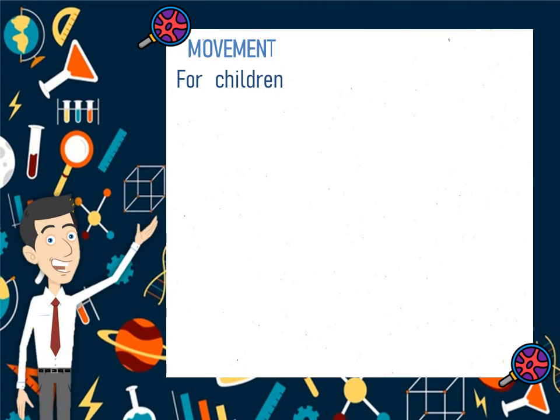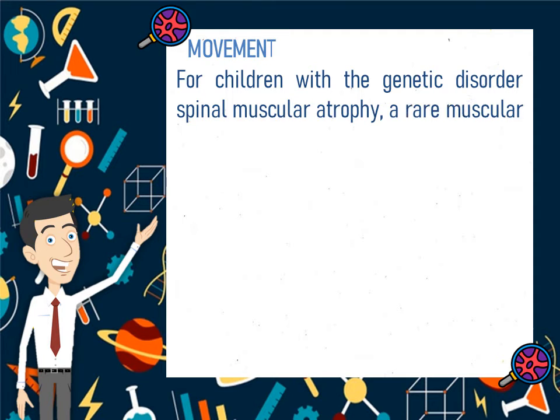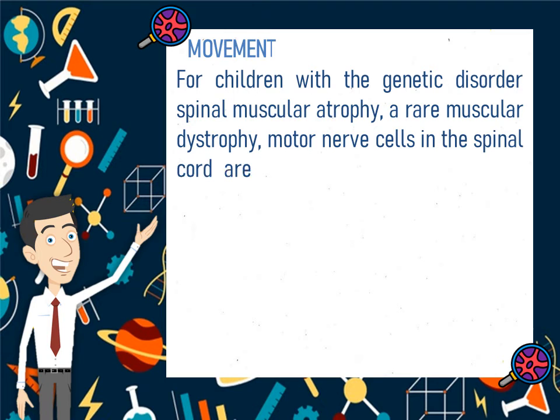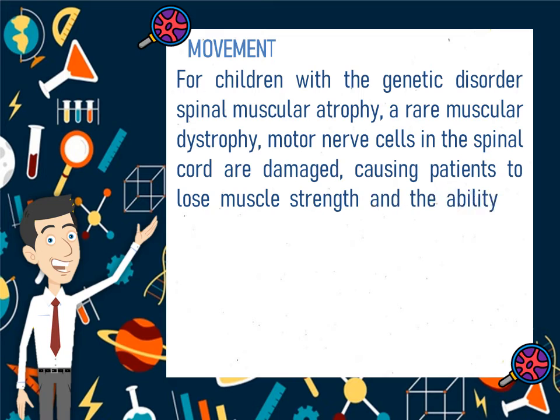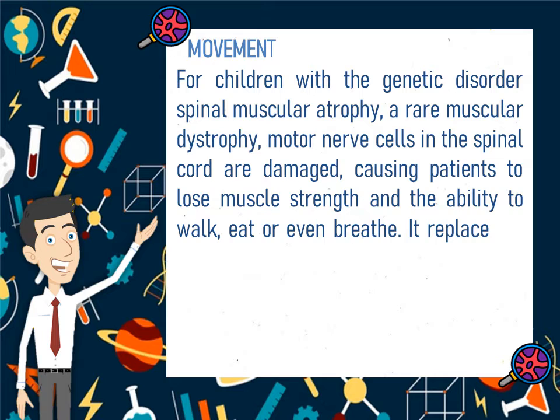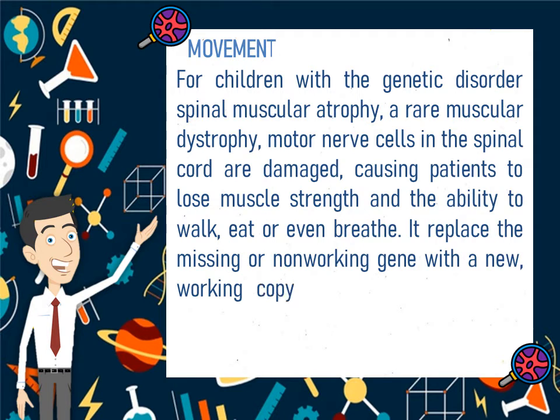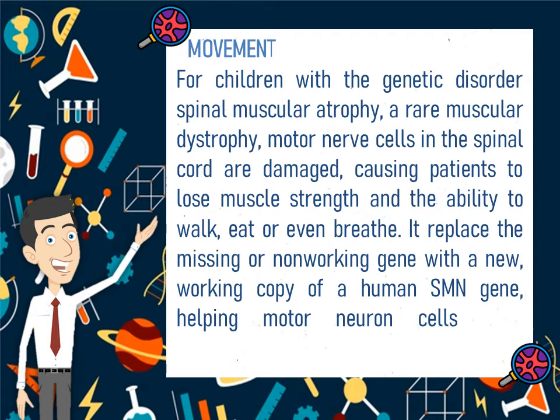Third is for movement problems. For children with the genetic disorder spinal muscular atrophy, motor nerve cells in the spinal cord are damaged, causing patients to lose muscle strength and the ability to walk, eat, or even breathe. It replaces the missing or non-working gene with a new, working copy of a human SMN gene, helping motor neuron cells work properly.